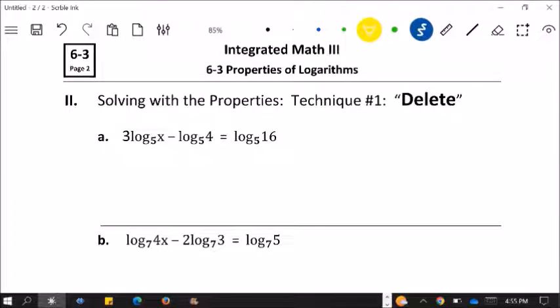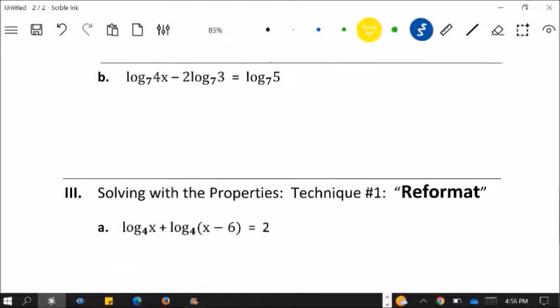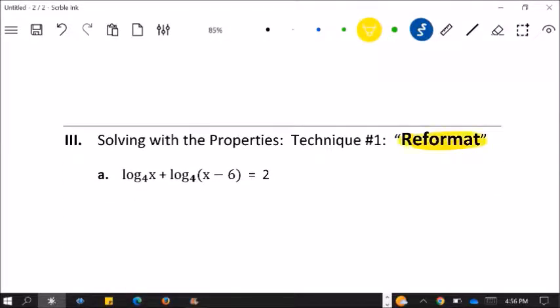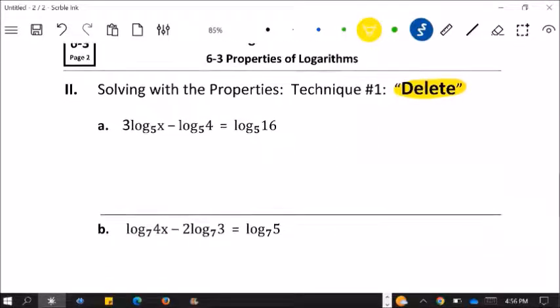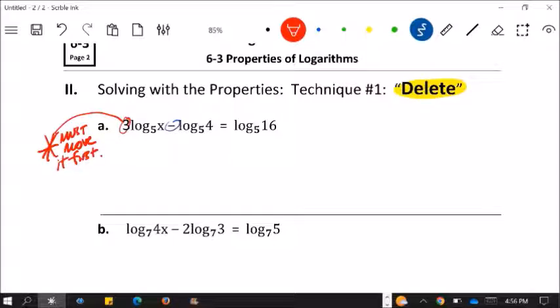Now, let's use these. We're going to solve the properties, and there's going to be two techniques we look at, and that's deleting and reformatting. And we're going to use those three properties to do it. So let's look at this first one and follow through what I do with this. I see this minus and I want to do the division thing, but I cannot do it. This is very important. Okay. Cannot do it while there's a coefficient. Must move it first. I clean it up kind of thing.